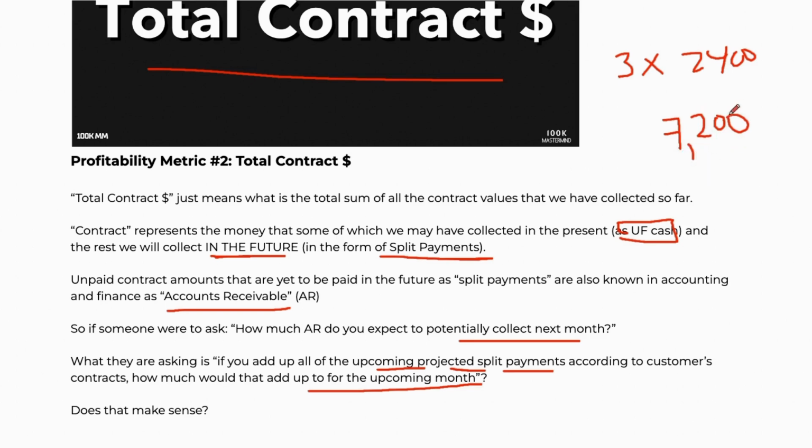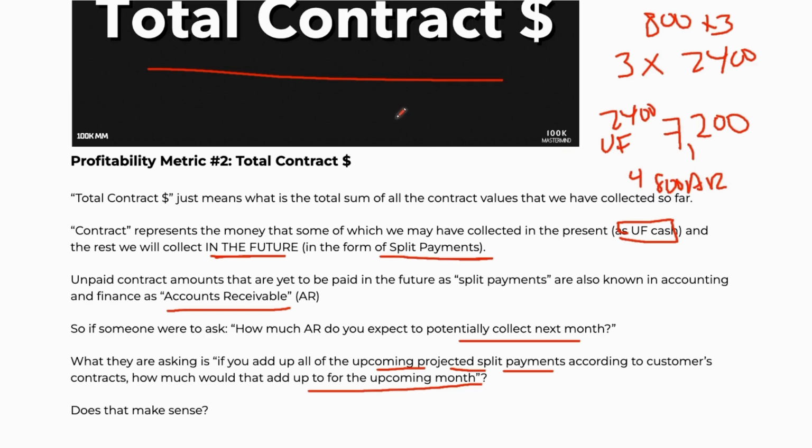Now, out of that 7,200, let's say those are all 3 pays, right? So they already paid 800 times 3. So 8 times 3 is going to be 24. So they've already paid 2,400 as upfront cash, okay? And then I have an additional 4,800 that is going to be my AR, okay? So let me clean this up for you so you can see exactly what we're talking about here, okay?